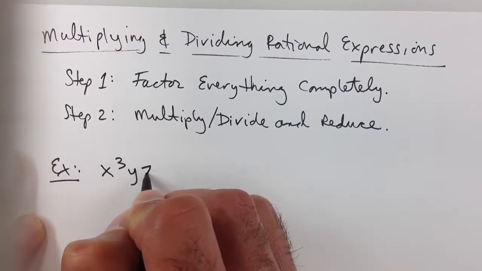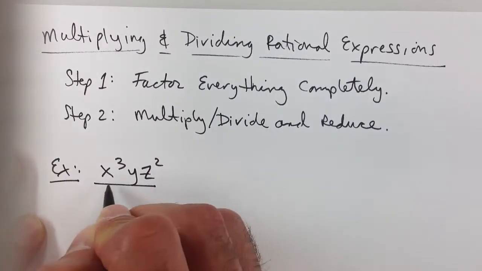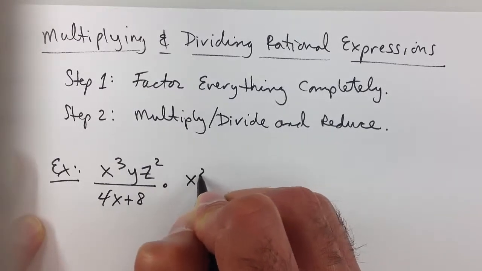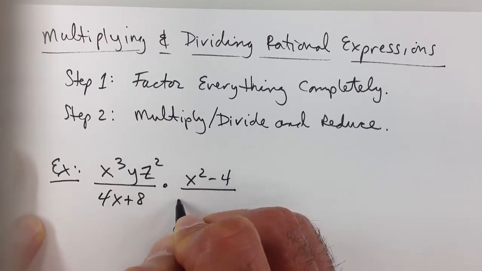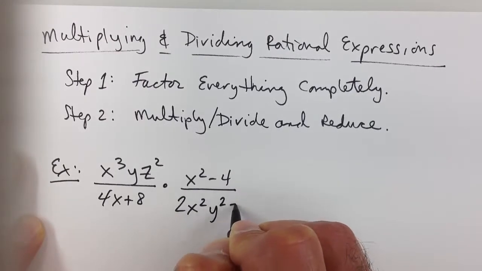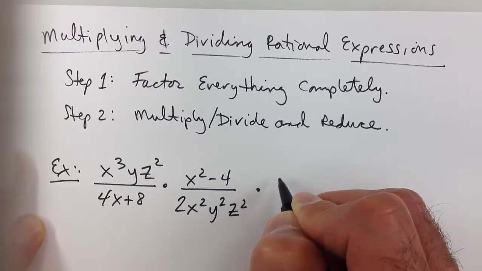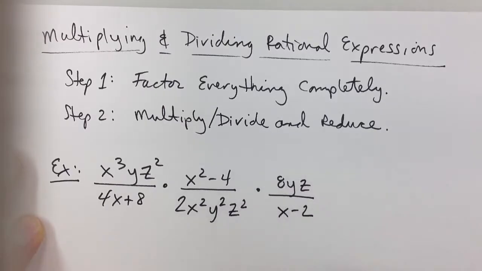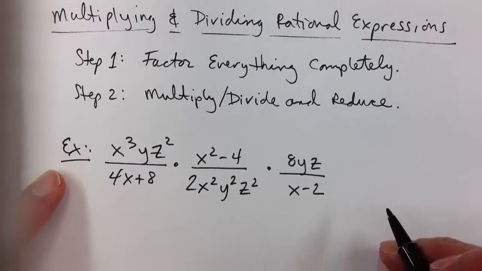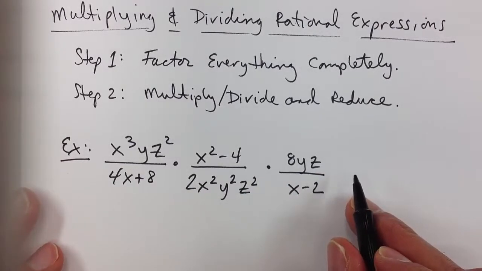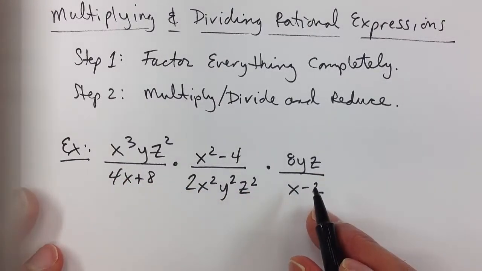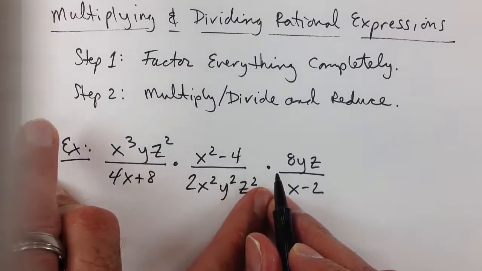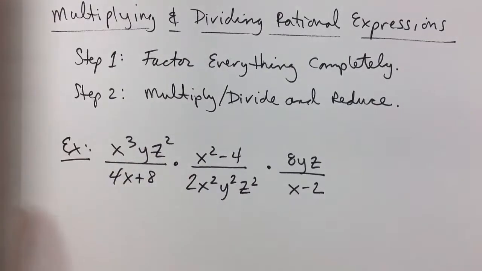x cubed y z squared all over 4x plus 8, times x squared minus 4 all over 2x squared y squared z squared, times 8yz all over x minus 2. As you can see, we have three rational expressions being multiplied together. Given that we have more than two, we use order of operations, which says go left to right when given a couple instances of multiplication.